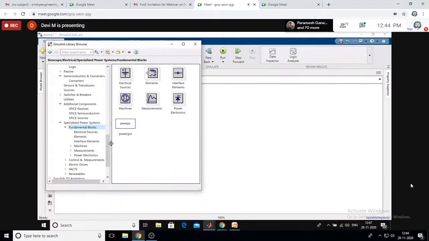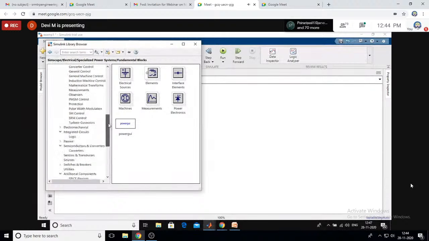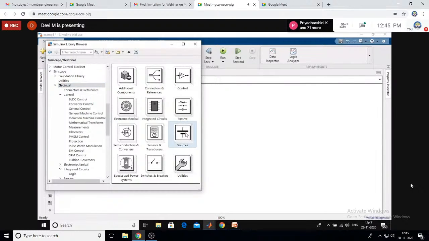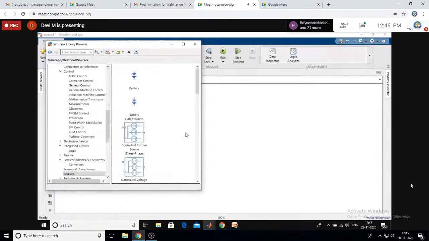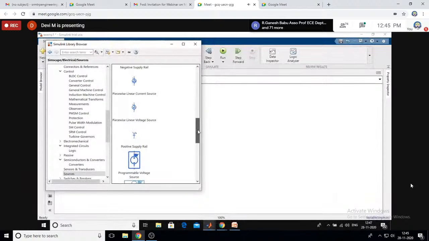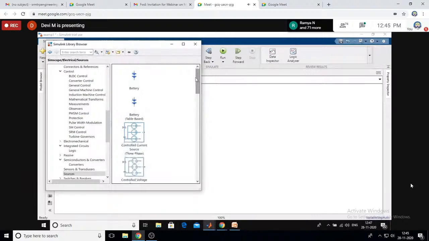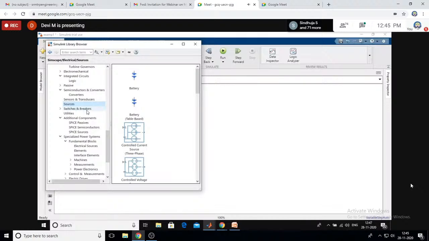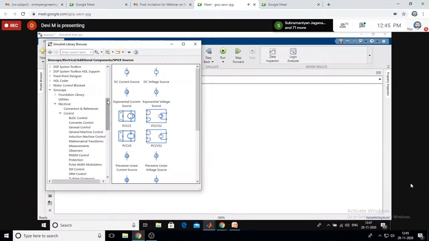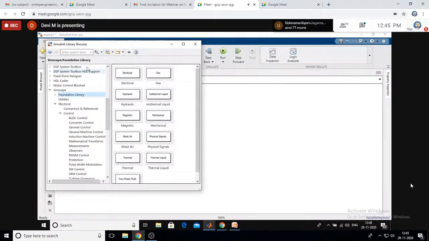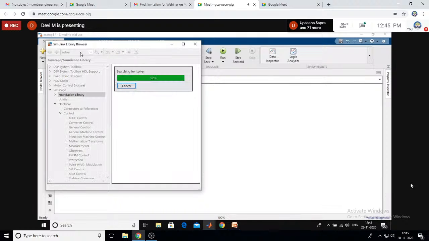Else, if you are going to take components from this one, can you see the sources over here? The only indication is that it will be in blue color. Can you see the color? If you are taking these components from your electrical side, then you must use your configuration block. If you know the name, you can just type it over here, and it will search and tell you where it's present.